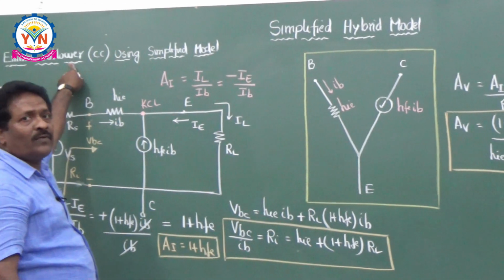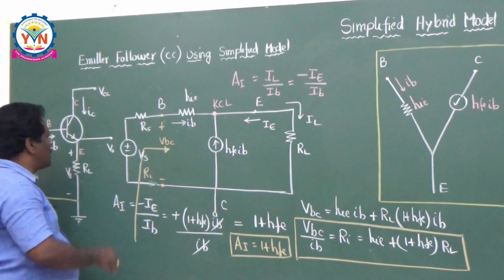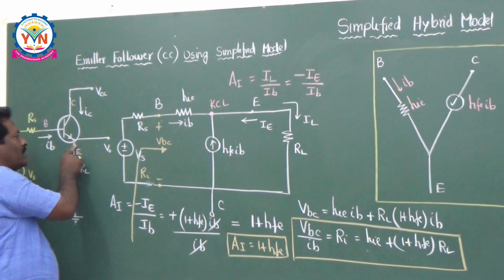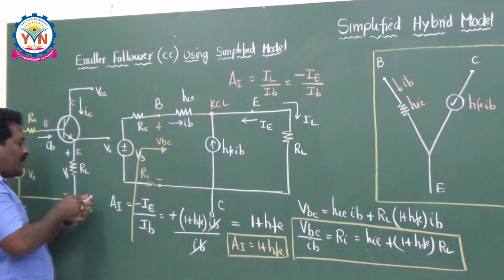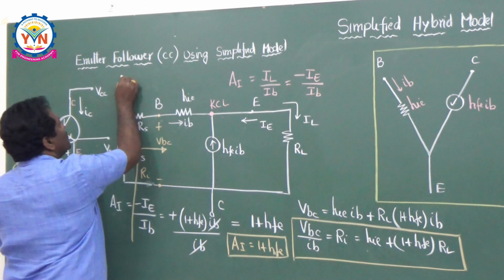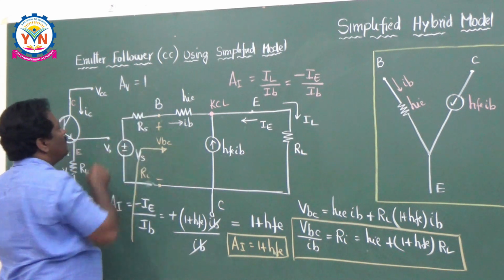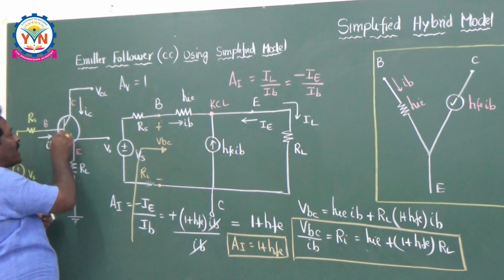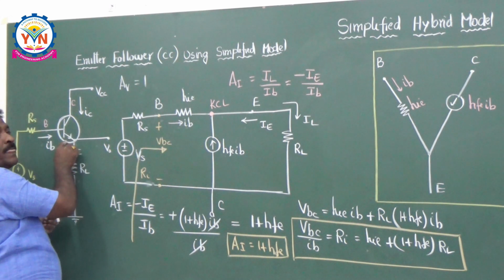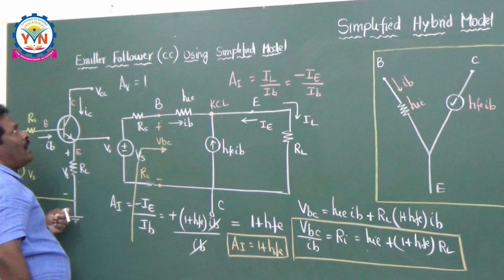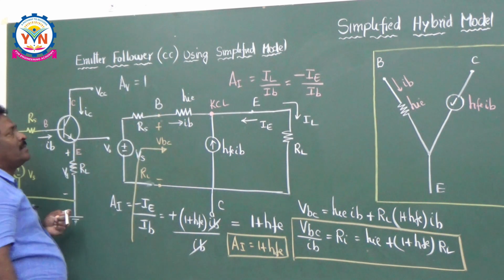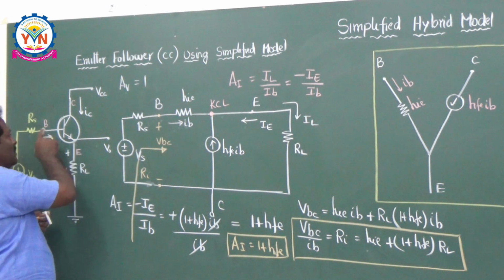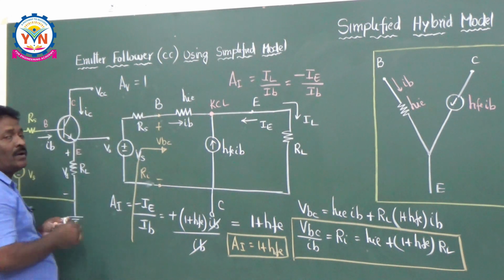Why is it called an emitter follower? Emitter follower means the output is at the emitter here. The output always follows the input. That means voltage gain AV is equal to 1. The output follows the input, that's why it is called an emitter follower. AV is equal to 1. The common collector configuration, or otherwise the emitter follower, is the same.